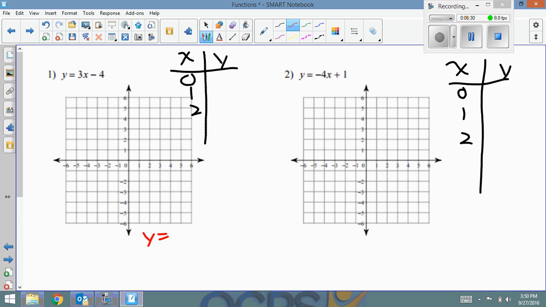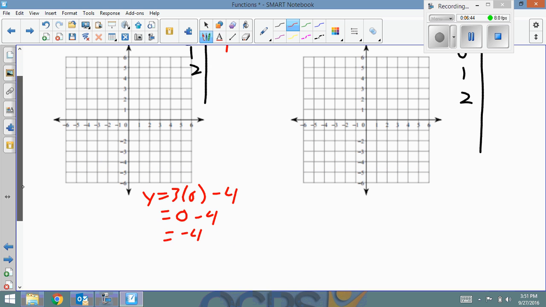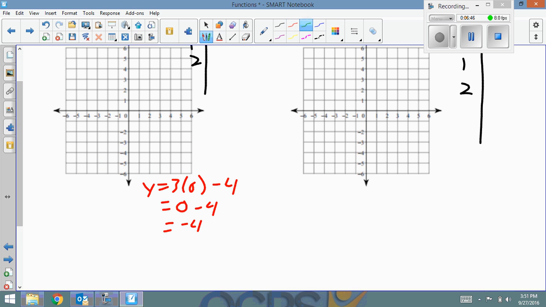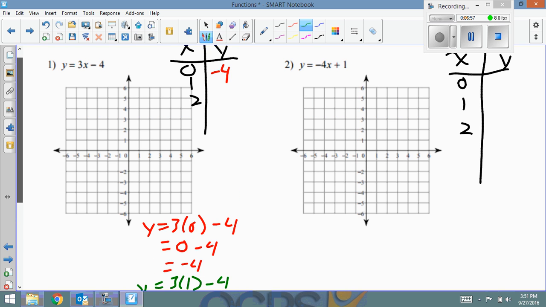It's going to be 0, so it's 3 times 0 minus 4. 3 times 0 is 0. 0 minus 4 is -4, so that's going to give -4 there. Then we're going to do the next one. The next one was 1. So we're going to replace x with 1. 3 times 1 is 3, and 3 minus 4 is -1. So we're going to go ahead and put a -1 there.